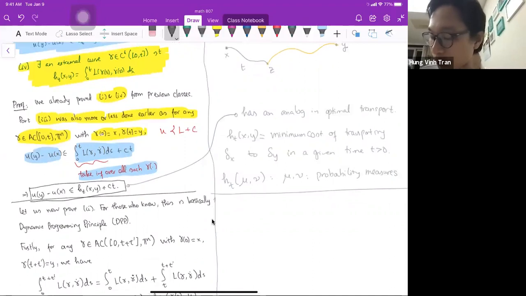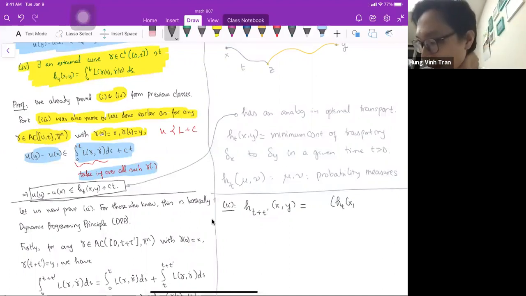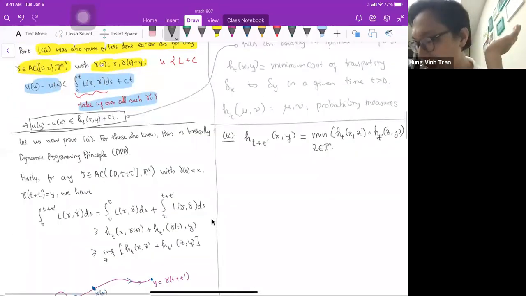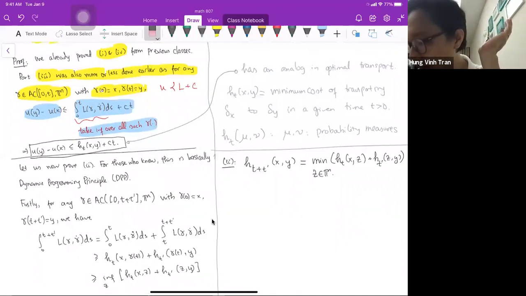Okay, so now let's try to prove 2, which is clearly a new point, and a really important point: to go from x to y in an amount of time t plus t prime, surely you need to stop at some point after t, right? So you go from x to z after time t, and then from z you go to y after time t prime, and we claim that this is equal to the infimum over z in the torus. Later on you see that it's exactly the minimum, but for now we haven't proved anything about the continuity of ht, so let's say infimum. That's an important result that we are proving now.